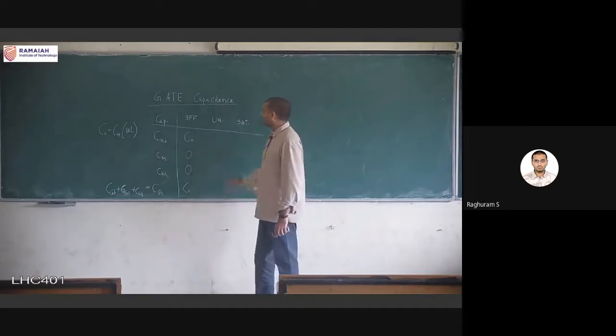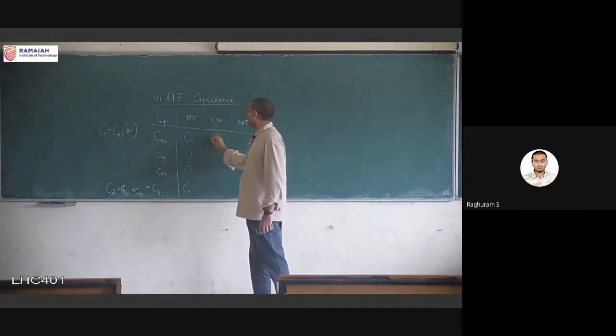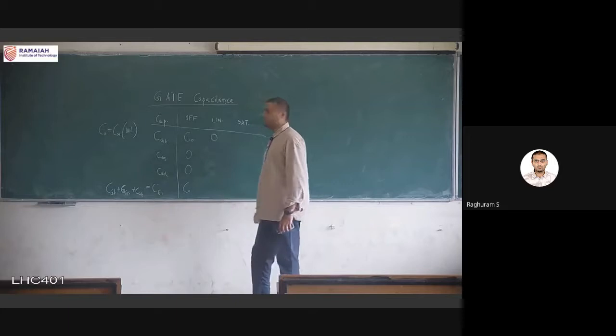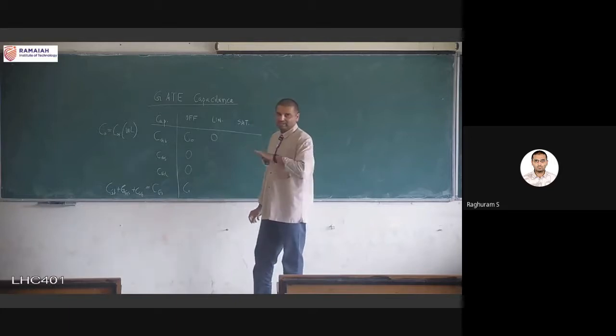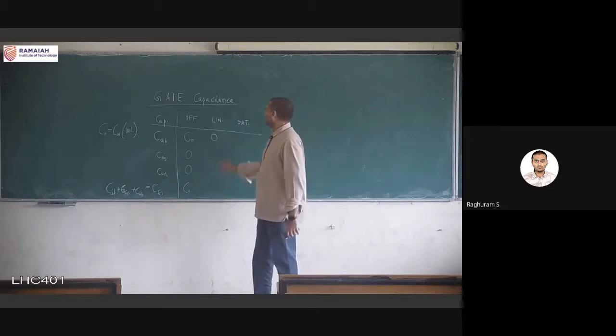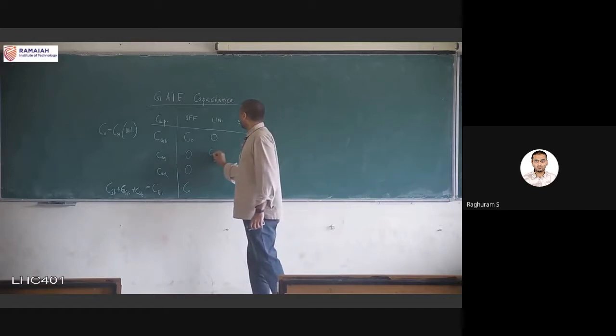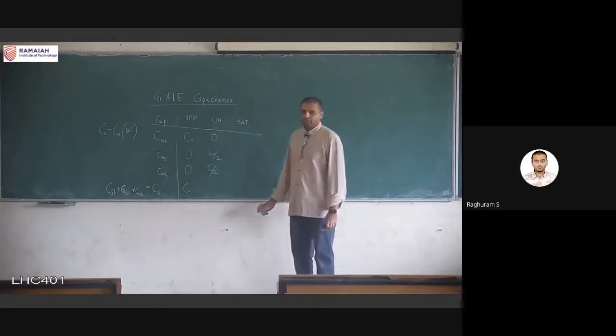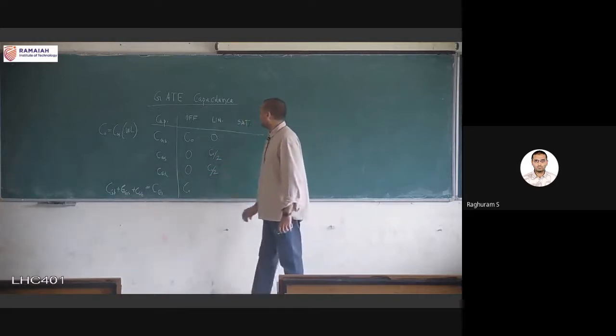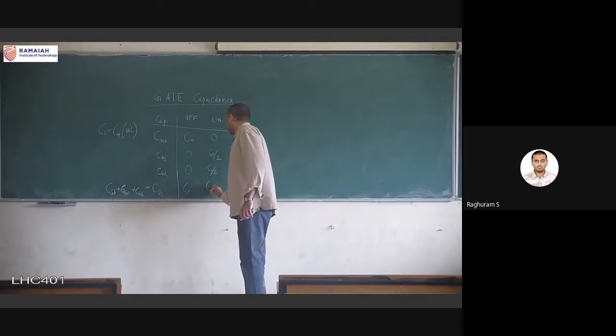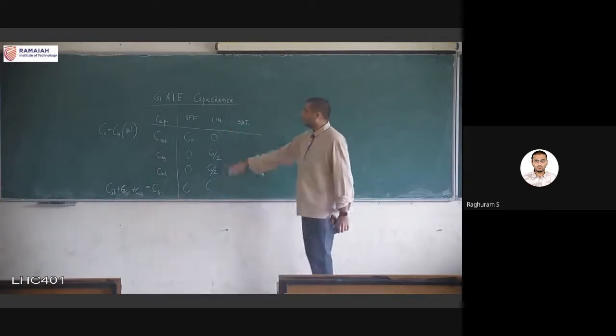In the linear region, the bulk is out of the picture, because it is shielded by the channel region, the inversion layer that is formed. These two we divide equally between the source and the drain, C naught by 2, C naught by 2, and the total is again C naught if you add all the three.